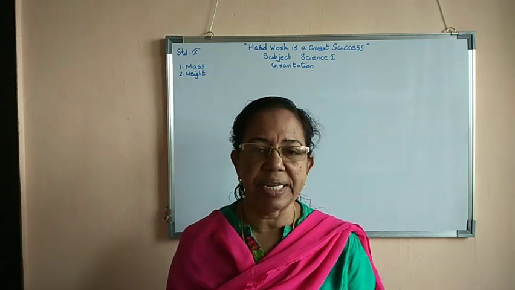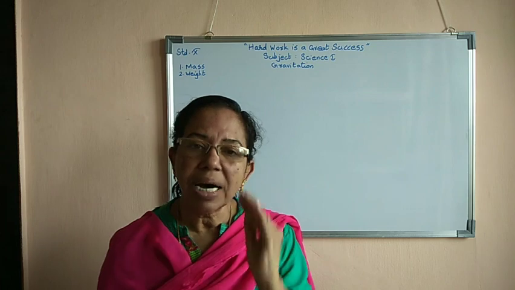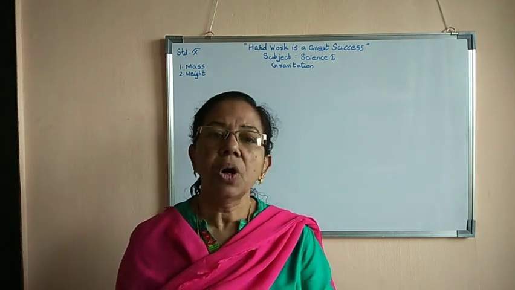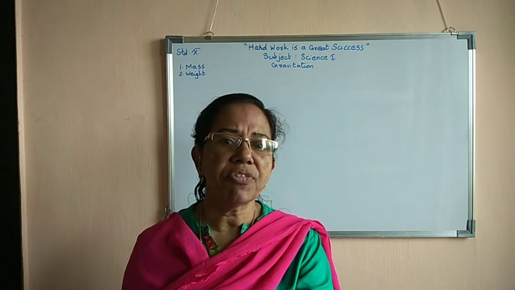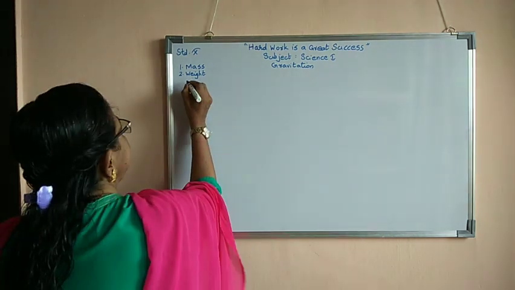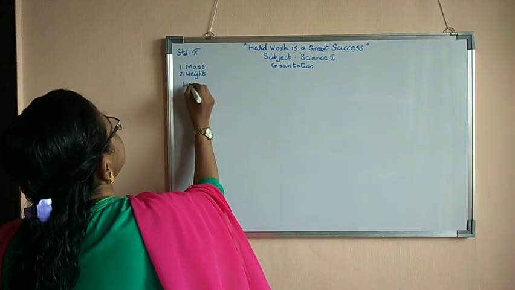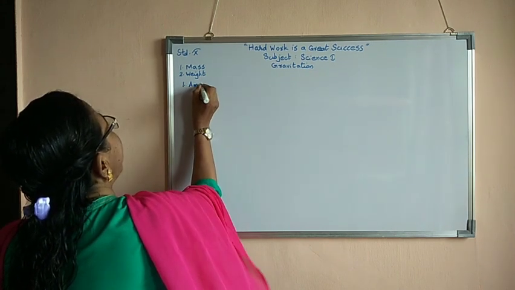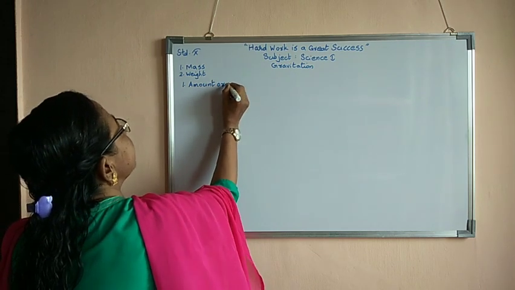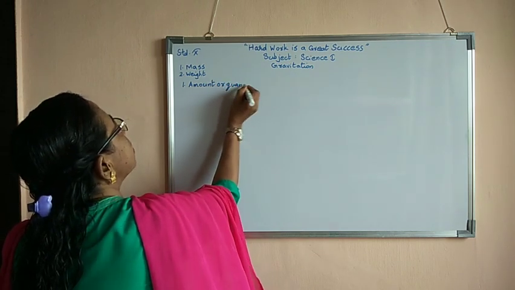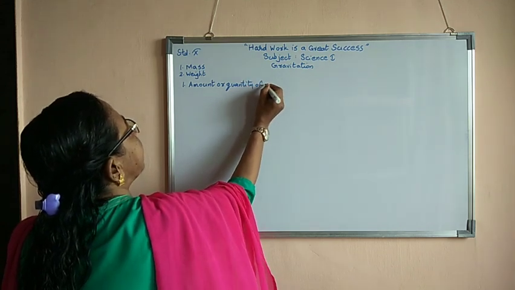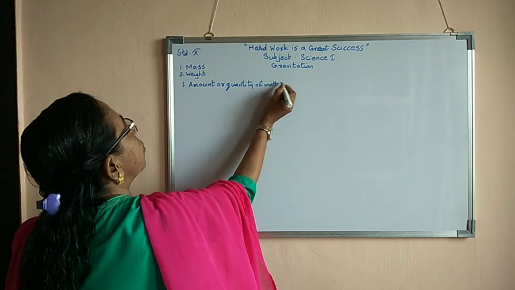So we can define it now. What is mass? Mass is the quantity of matter present in a body, or mass is the amount of matter present in a body. So here I am writing what is mass. First one, amount of matter present in a body. Amount, or I am writing as quantity of matter present in a body.